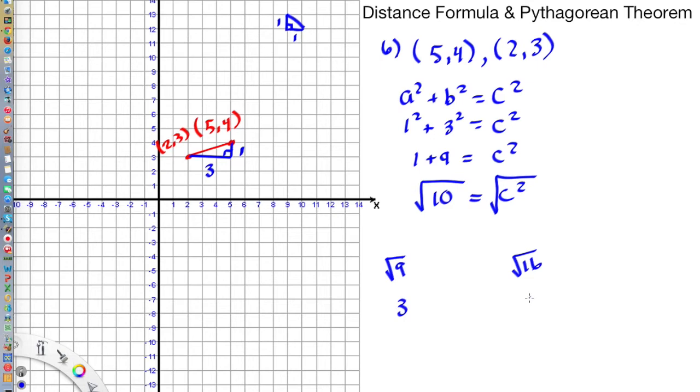The square root of 16 is 4. I need to slow down. Okay, so the answer is somewhere between 3 and 4. 3 is too low, 4 is too high. So how do I find the in-between?